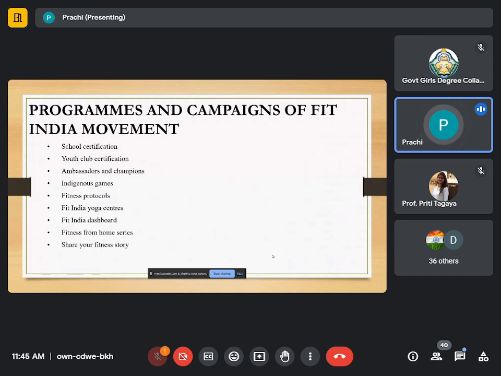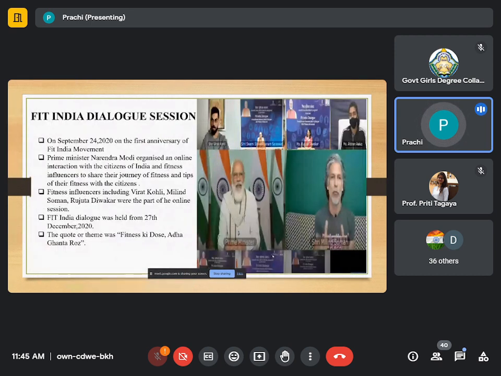Now, these are the various programs and campaigns launched under the Fit India movement to meet its objectives: school certification, youth club certifications, ambassadors and champions, indigenous games, protocols, establishing Fit India yoga centers across the country, Fit India dashboard, fitness from home series, and sharing fitness stories. Now, let us talk about various campaigns in detail.